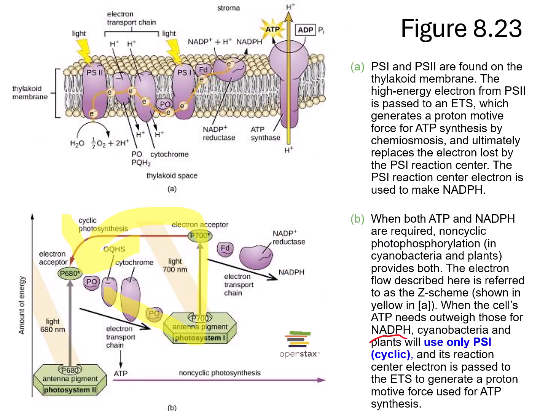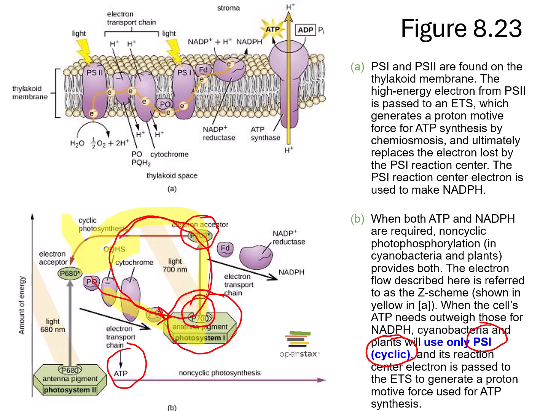In contrast, in cyclic photophosphorylation, only photosystem 1 is involved. Light will excite those electrons. The electron will cycle through the electron transport system. Remember, that generates a proton motive force to generate ATP. And the electron simply comes back and replaces the previous electron that was excited. So it's the same electron being cycled over and over again. No NADPH is generated. No oxygen is needed to replenish the electron here.